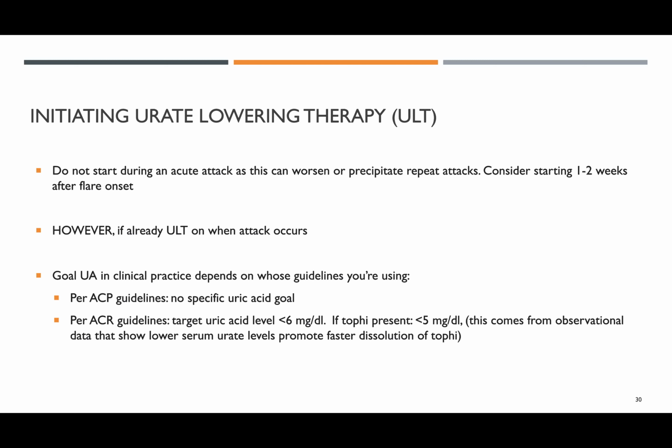Interestingly, the American College of Physicians doesn't have any goals for urate-lowering therapy. They don't say treat to a specific urate goal, but the rheumatologists do have a goal. They say treat to under 6 milligrams and under 5 milligrams if somebody's having tophi. That being because the tophi are seen in observational studies to have greater dissolution if you treat to a lower urate level.